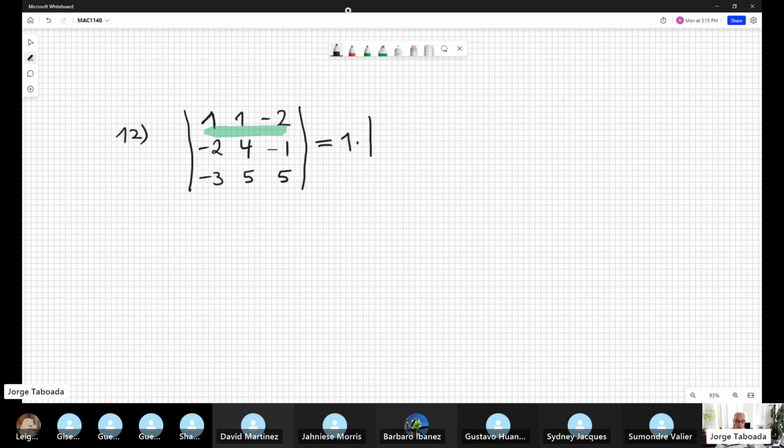Multiplication by the minor determinant. Well, actually it's the cofactor, but cofactor 1,1 is equal to minor 1,1. So it's the same sign, no problem. The only difference between cofactor and minor is the sign, no? So now we have 4, -1, 5, 5, no? Because mentally you delete row 1 and column 1 and this is what stays alive.